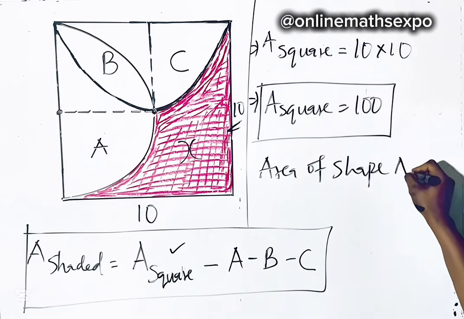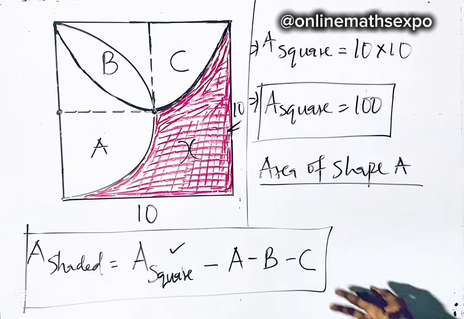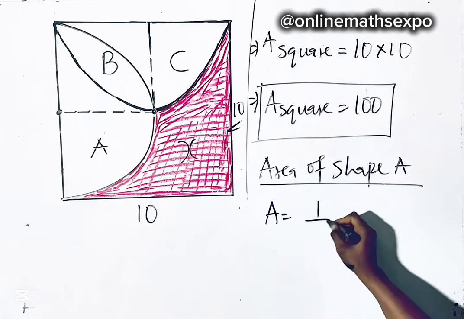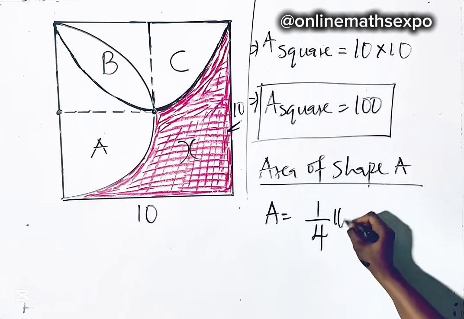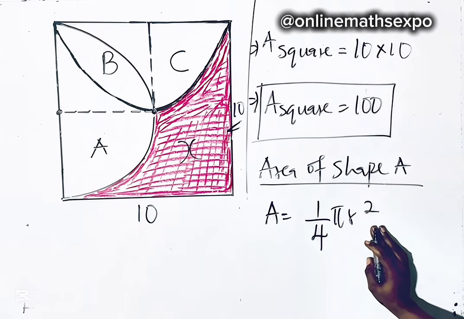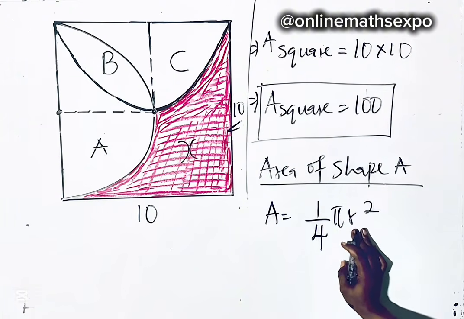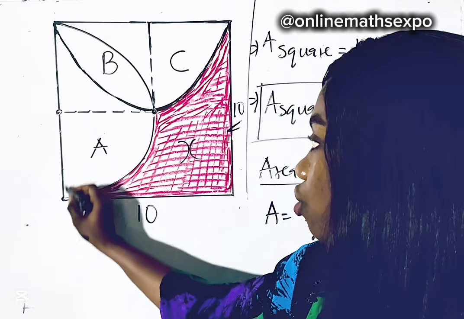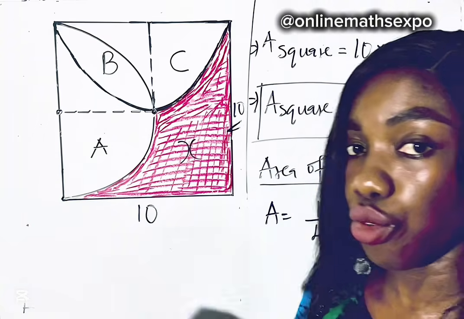So let's get the area of shape A. To do that, let's take this part off. Area will now be the area of a quarter circle, which is 1/4 pi r squared. And remember that your r is the radius, which is the line from the center to the circumference. So a line from here to here is your radius.